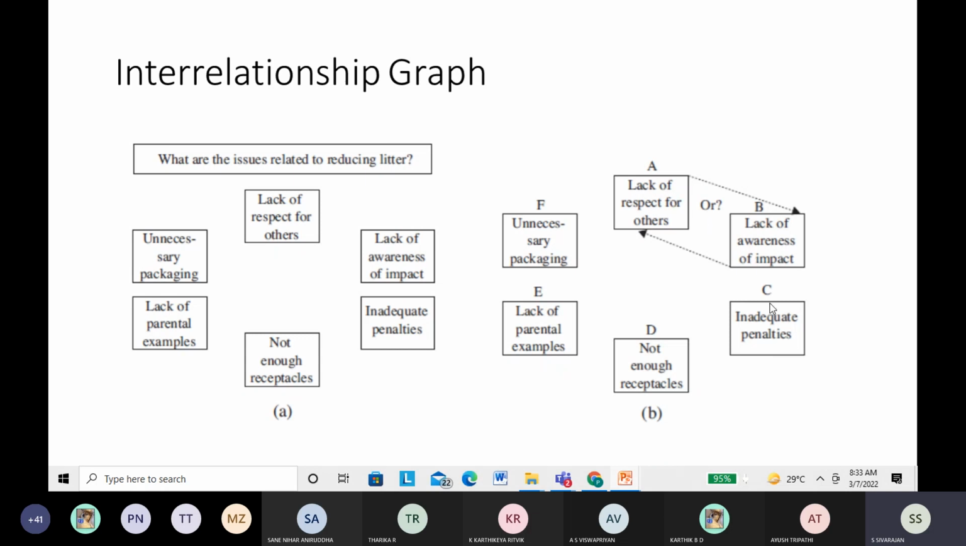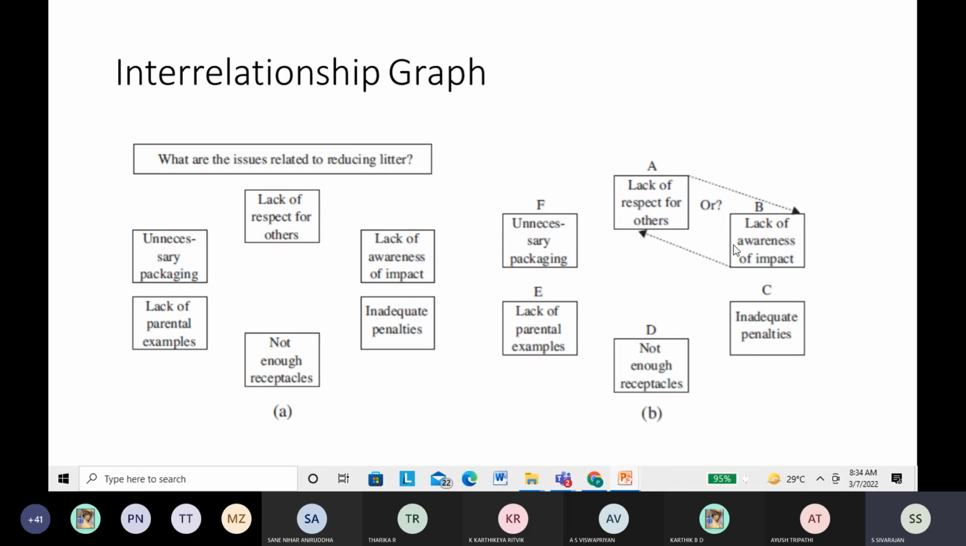So like that you do for all the remaining ones. We have to do it for each and everything. First you do A with B, C, D, E, F. And then from B, you have to do C, D, E, F, because A is already covered. And then for C, we do D, E, F. And for D, we do E and F. And for E, we do F. So this iteration we have to do five times.